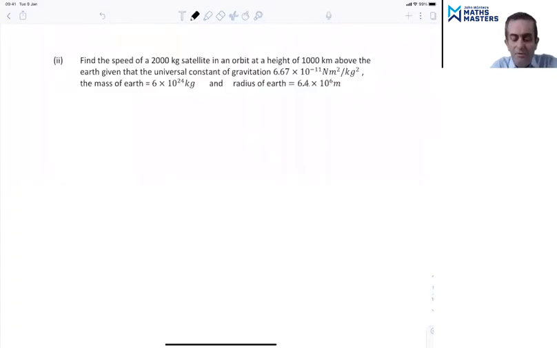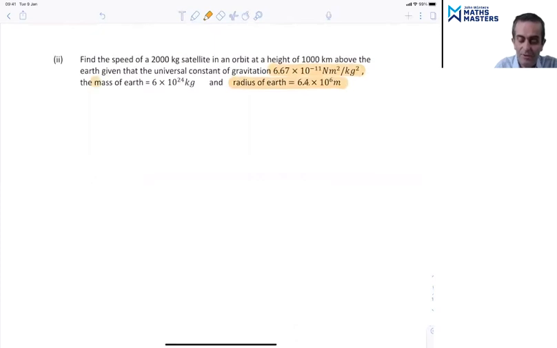Now, what we do next is we use the answer that we obtained in part 1 to find out the speed of this particular satellite that's in orbit at 1,000 kilometers above the Earth's surface. Now, the important constants we're given: we're told that the constant of gravitation is that. We're told that the radius of the Earth is 6.4 by 10 to the power of 6. And we're told that the mass of the Earth is 6 by 10 to the power of 24. So literally, guys, all we got to do now is plug these numbers into the formula that we derived just a couple of seconds ago.